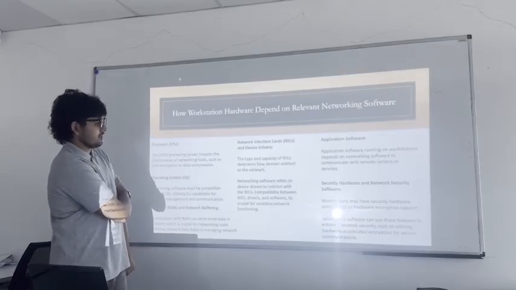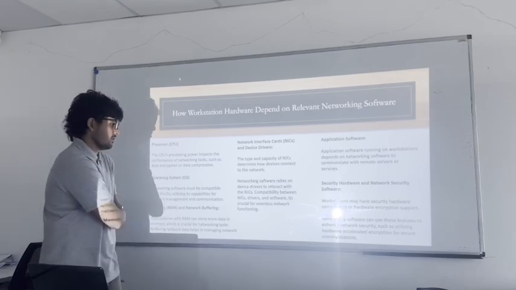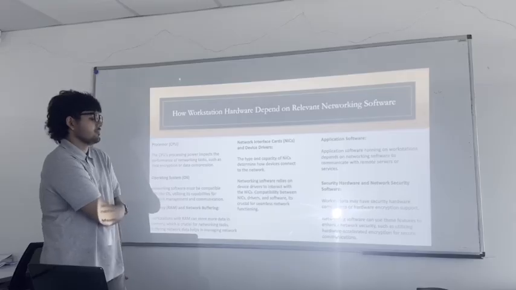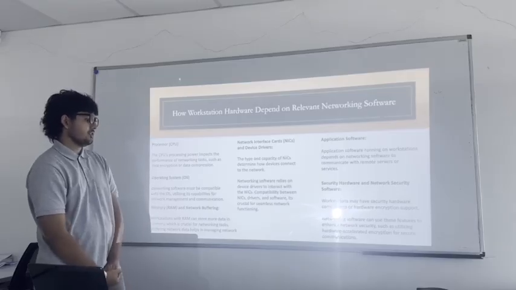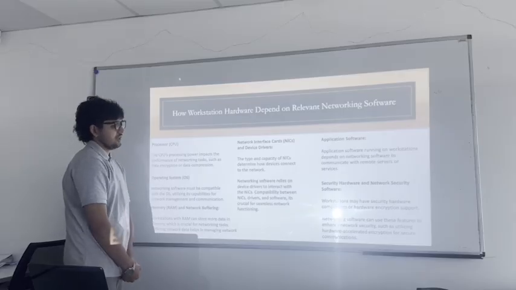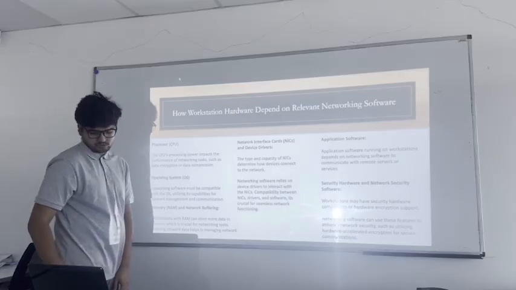Security hardware and network security software. Workstations may have security hardware components or hardware encryption support, and networking software can use these features to enhance networking security, such as utilizing hardware accelerated encryption for secure communications.